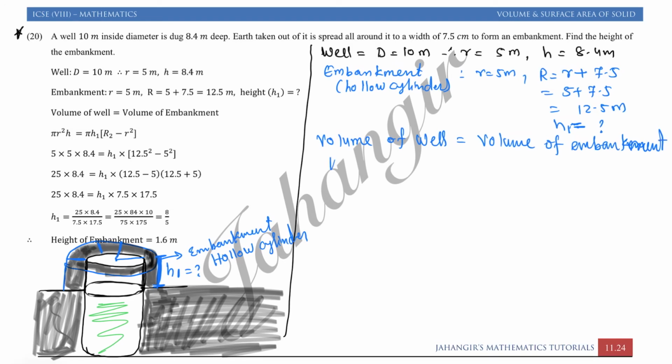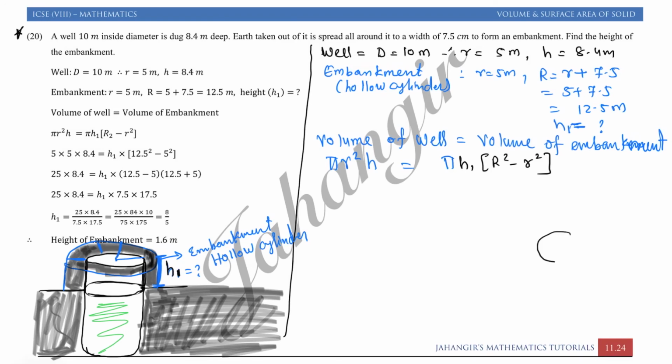So volume of well के लिए we will write pi r square h, and volume of embankment के लिए I had given formula in the first page पे. I had explained volume of embankment is pi h1 (this is the height of the embankment) into capital R square minus small r square, where capital R denotes the radius of the outer circle and small r denotes the radius of the inner circle. Radius of the inner circle means it's a circular part of the well, और 7.5 meter की thickness पे there is one more circle.